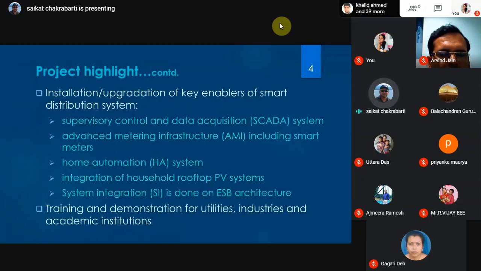If you look into the entire project, there are mainly 4 key components. One is the supervisory control and data acquisition system. We have 11 substations in our campus. We receive power at a 33 by 11 kV main substation, and there we have 3 transformers of 10 MVA each, and then that 11 kV underground cable is distributed throughout the campus, and then we have distribution transformers of 11 kV by 415 volt.